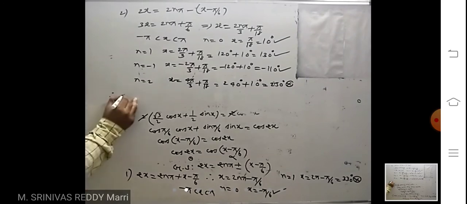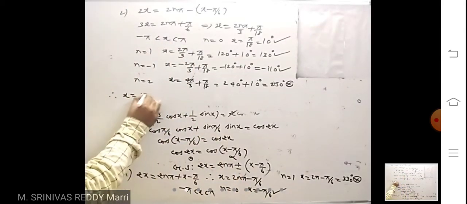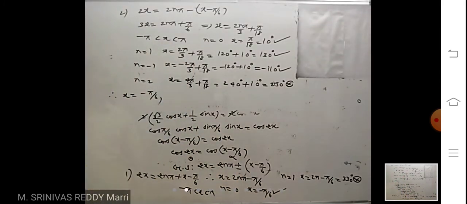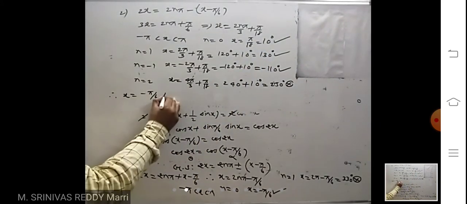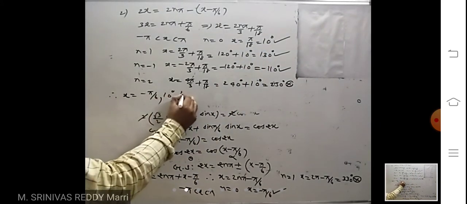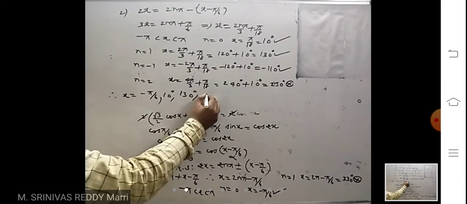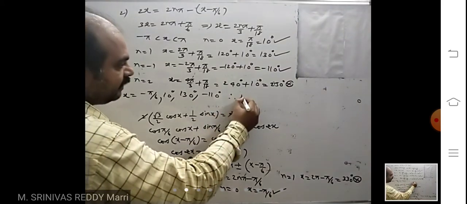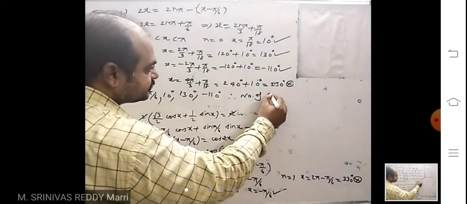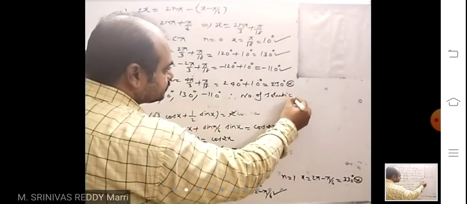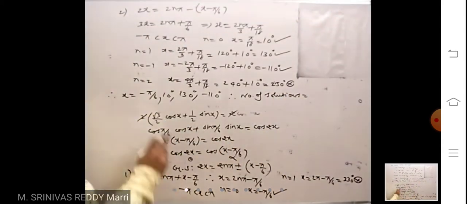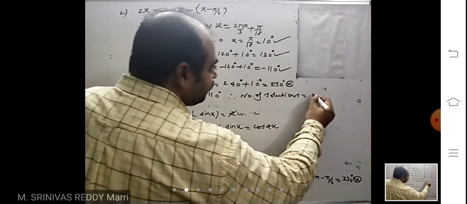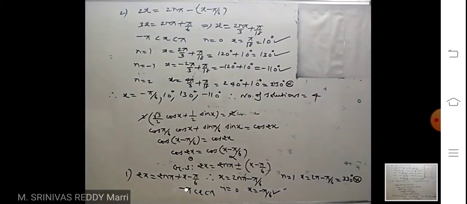Therefore, how many values you got? In the previous case, one solution minus pi by 6. Here in this case, 10 degree. No problem. Number of solutions you want: 130 degree. Next, minus 120, minus 110 degree. Therefore, in the question he is asking not values, number of solutions. Number of solutions is what? 1, 2, 3, 4. That means only 4. 4 solutions are there.